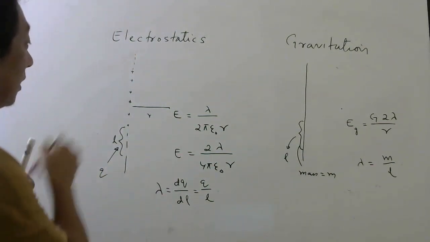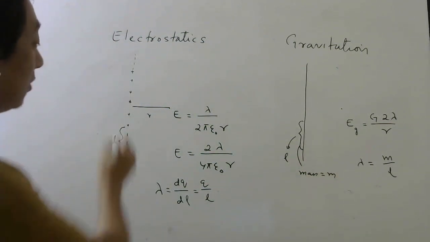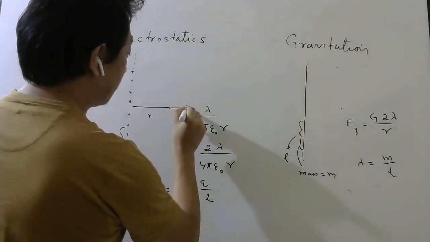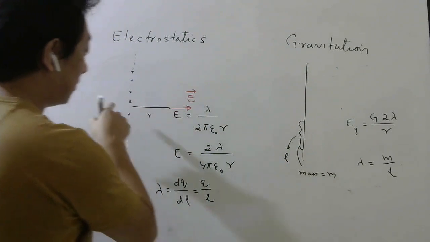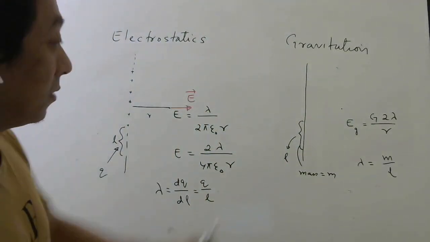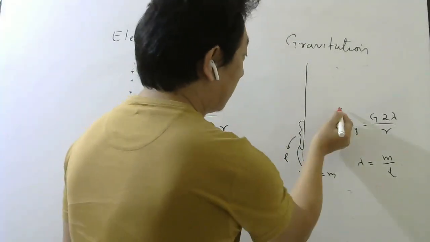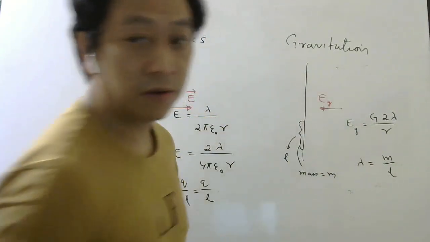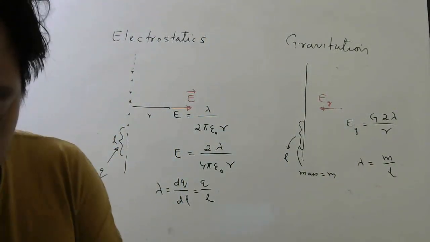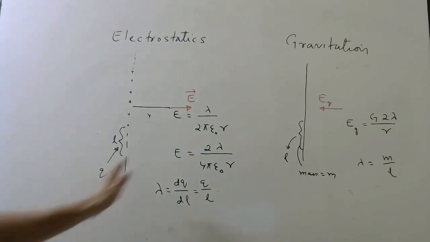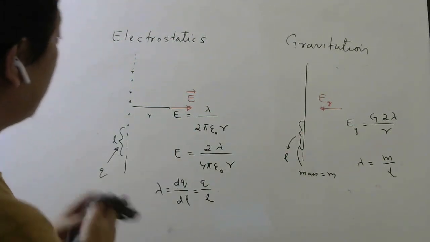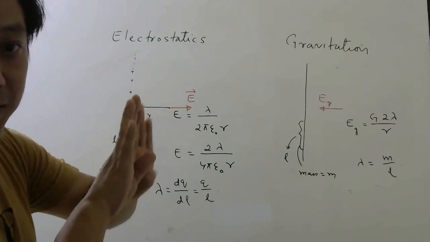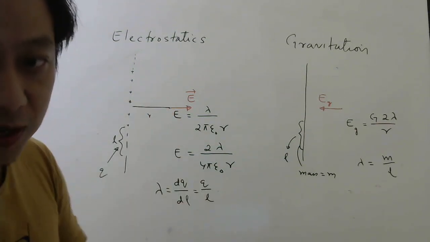Direction will be where? For electric field, it depends on the sign of the charge. If it is positive, it is outwards. If it is negative, it is towards, right? But for gravity, it is always attractive, so it is always this side. So field is always attractive. Okay, students. Now make note of this also. Similarly, you can write the formula for a sheet of charge. Okay, other things also you can do yourself now.